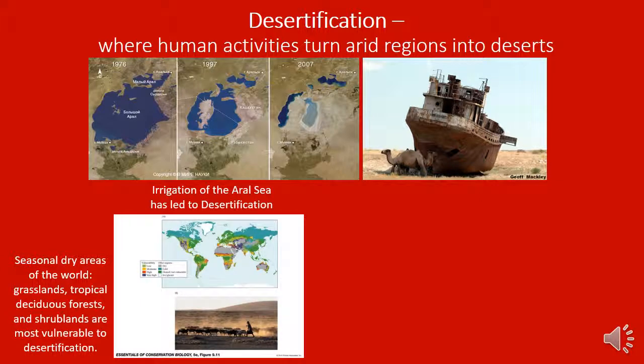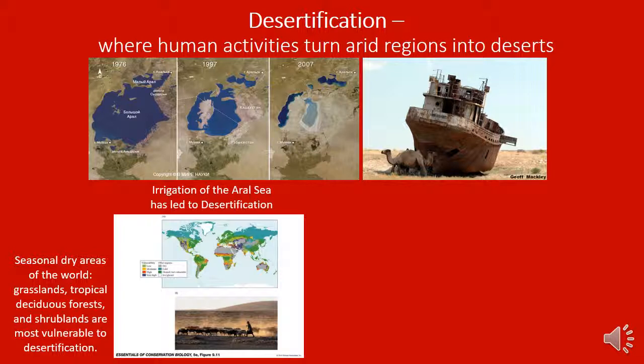Around the world, we've got lots of areas that are seasonally dry. These could be grasslands, they could be tropical deciduous forests. And you're like, what? Tropical forests? They keep their leaves all year long. Well, there are a lot of tropical areas that experience a wet season and a dry season. In those places, a lot of times the trees will lose their leaves during the dry season. So we call them a dry deciduous forest. That's what these tropical deciduous forests are.